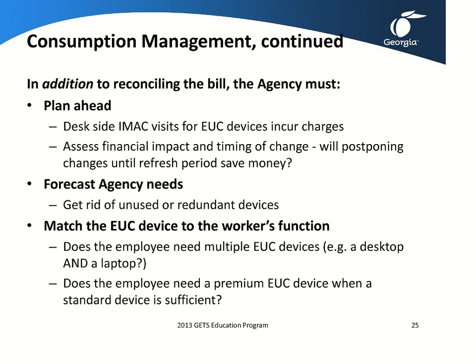The agency forecasts needs. You want to get rid of redundant devices or unused things. Obviously, those are costing you money. And then match the EUC device to the worker's function. At the end of the day, does an employee need two computing devices? If they don't, turn one in and you can save those related charges. And do you need to go premium in your choices when a regular standard device is sufficient?